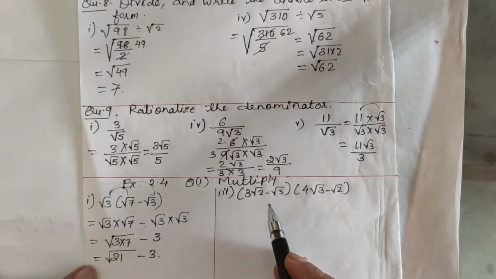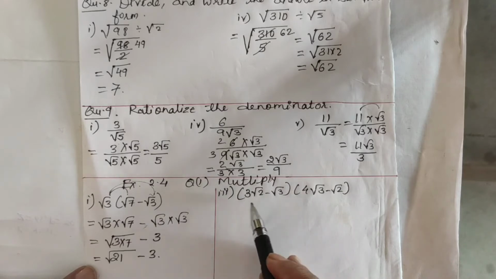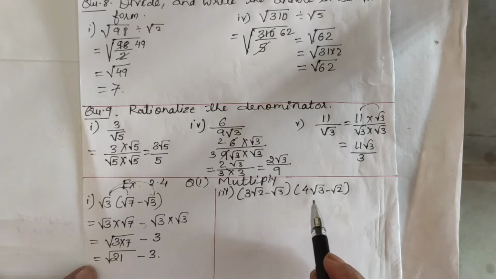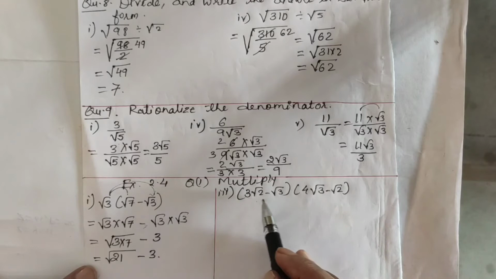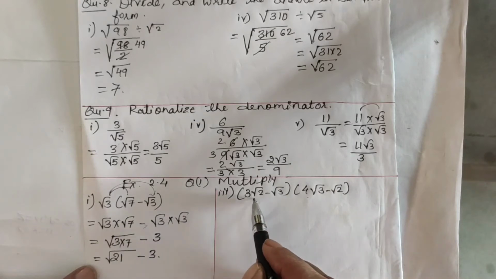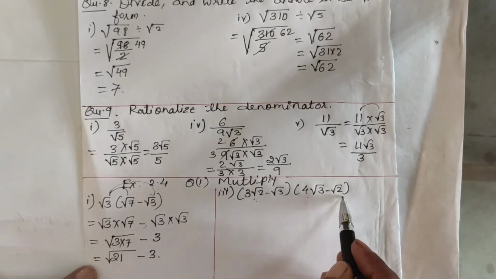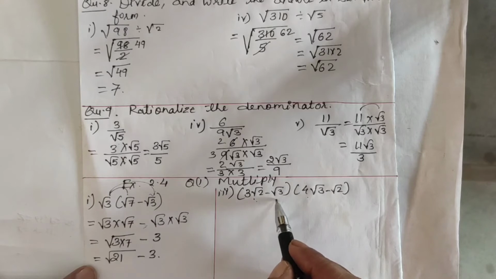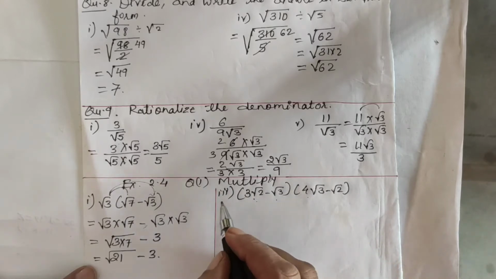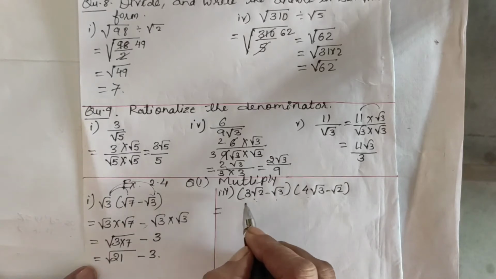Now here you can see children, you have binomials of surds. You know how to find the product of binomials. The same steps you have to use, only the numbers are changing. Somewhere it is an irrational number, somewhere rational. So what is the step? First you will write 3 root 2, multiplied with the whole bracket. Then you write minus root 3 and multiply with the whole bracket. The steps are the same, just the numbers are changing, children.